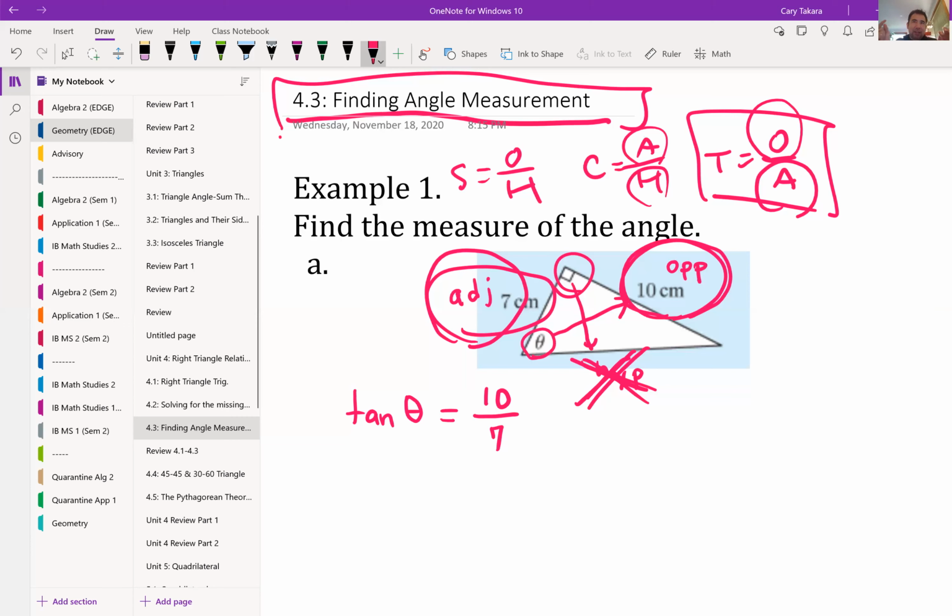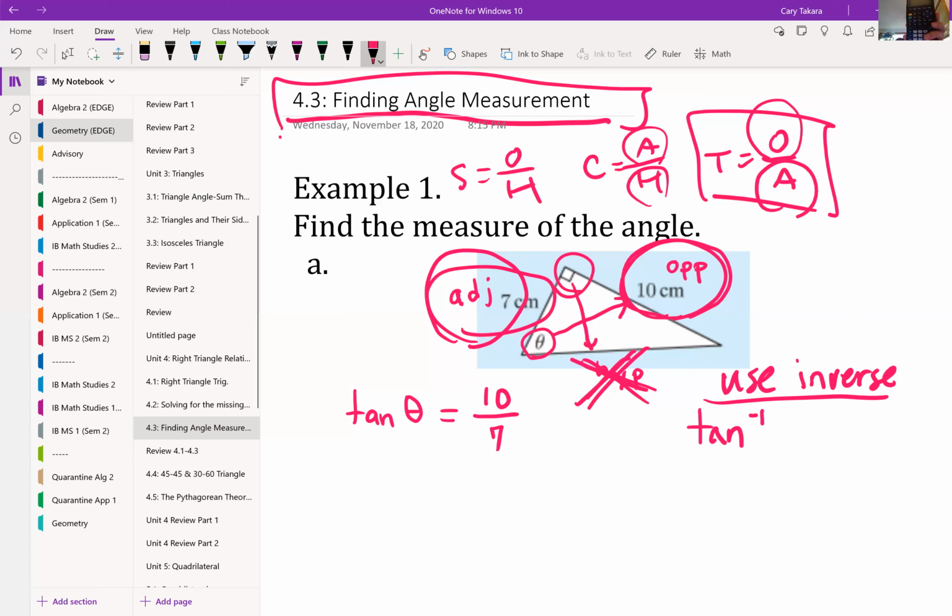To do that, going backwards in mathematics is called inverse. You're kind of reversing the process. In other words, we need to use the inverse tangent. Now, what is the inverse? The symbol for inverse is this negative first power. That negative first power is the inverse notation.